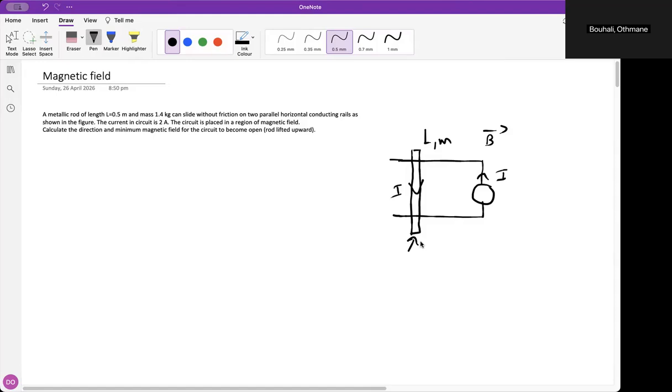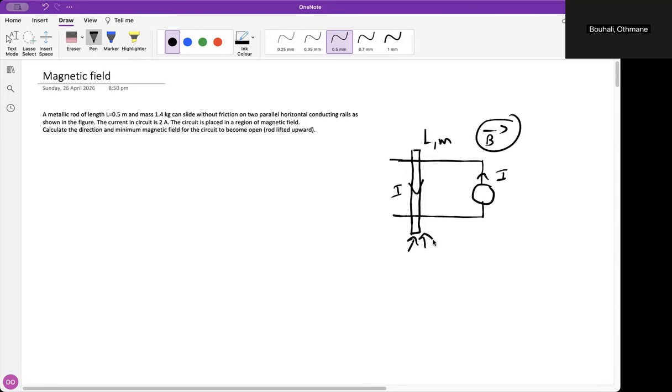The current in the circuit is 2 amps, and the circuit is placed in a region of a magnetic field. So the question is, calculate the direction and minimum magnetic field for the circuit to become open. What should be the minimum magnetic field that we can apply in such a way to lift this bar upward, so that there will be no closed circuit, which means the current will not flow?